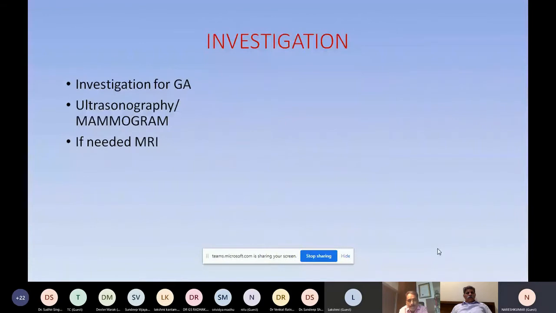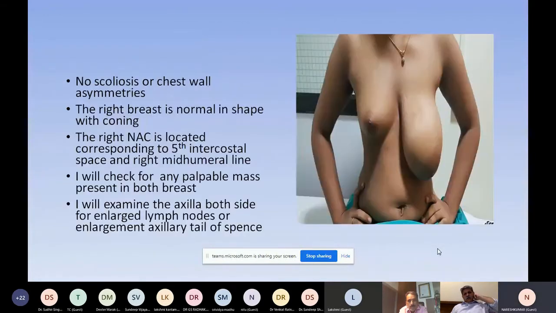So you said you'll check for any palpable mass present. What is your differential diagnosis if there is asymmetrical unilateral hypertrophy of one breast? It could be a giant fibroadenoma. Okay. Anything else?